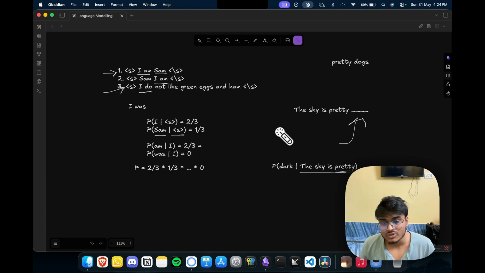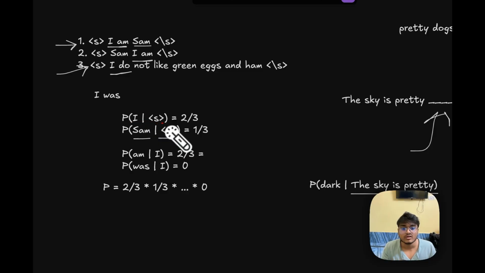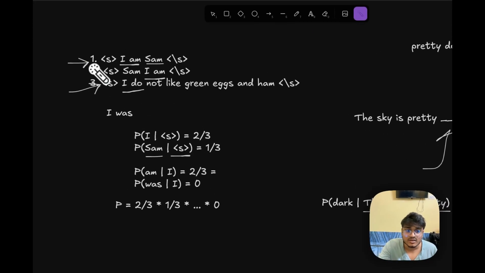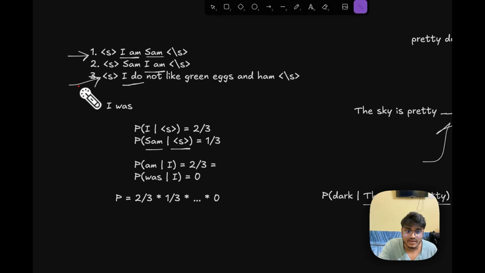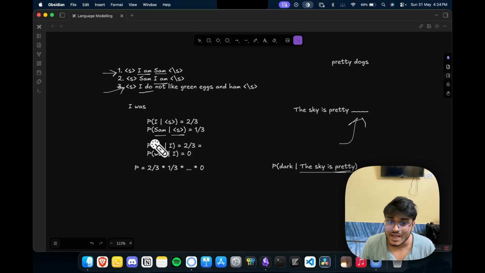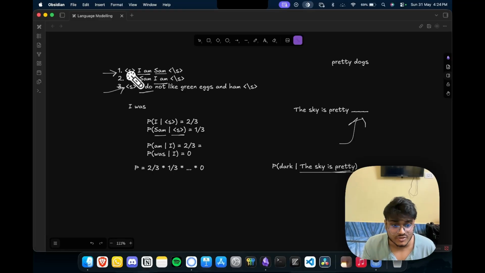So this is another example I was talking about, of how you are going to find it. This is a data set, and what is the probability of the sentence starting with "I"? The chances of it are 2 by 3, as right here it is starting with I, and right here it is starting with I. What is the probability that the sentence starts with Sam? The probability is 1 by 3.